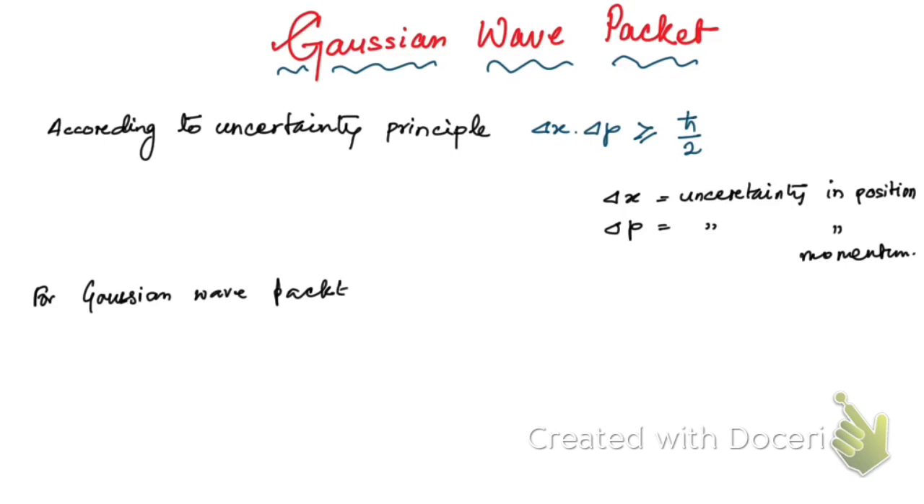this uncertainty product, del x del p, must be minimum, and its minimum value is del x del p equal to h bar by 2. So let me take this as equation number 1.